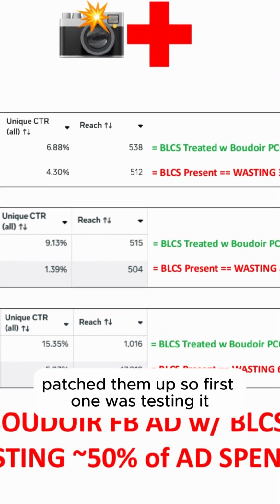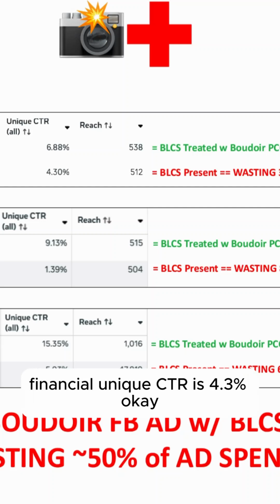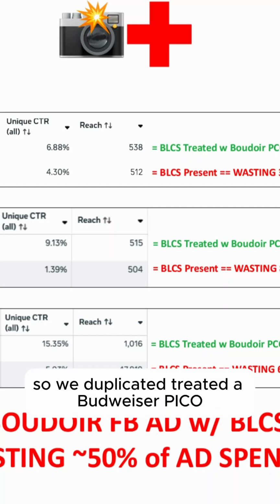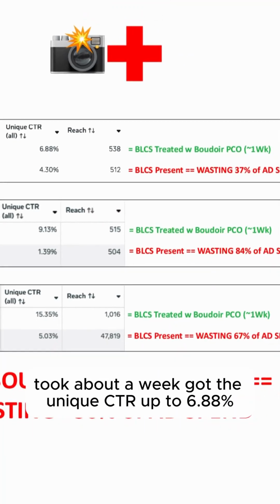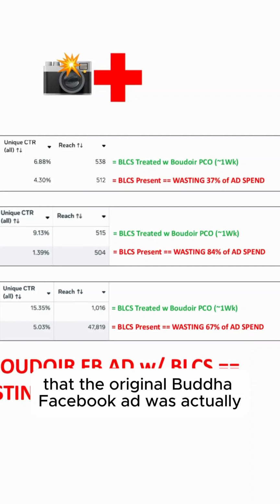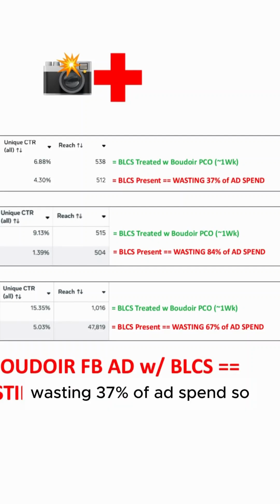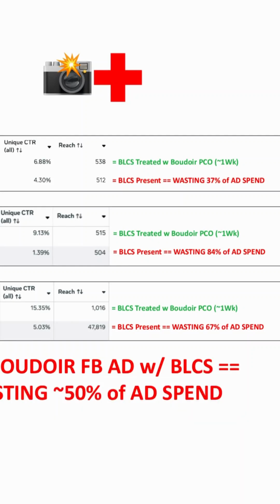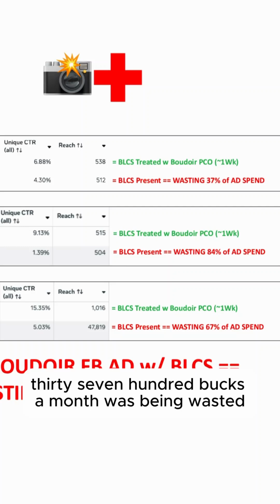The first one we tested, we found out unique CTR was 4.3%. When unique CTR is under 6%, we know that BLCS is present. So we duplicated, treated with Boudoir PICO, took about a week, and got the unique CTR up to 6.88%. So we found out that the original Boudoir Facebook ad was actually wasting 37% of ad spend. If they're spending 10 grand a month on Boudoir Facebook ads, 3,700 bucks a month was being wasted.